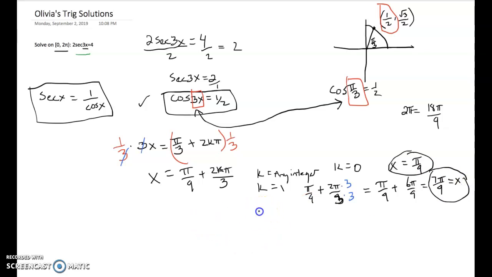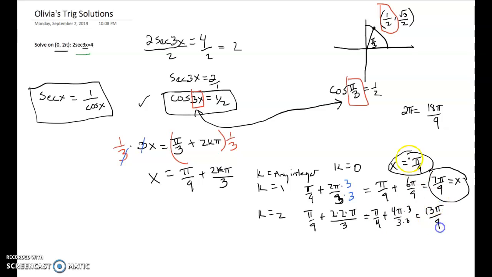What if k was 2? Then I would have pi over 9 plus 2 times, now my k is 2, times pi over 3. So that would be pi over 9 plus 4 pi over 3. But we need to multiply top and bottom by 3. So we'd have 12 pi plus 1 pi is 13 pi over 9.